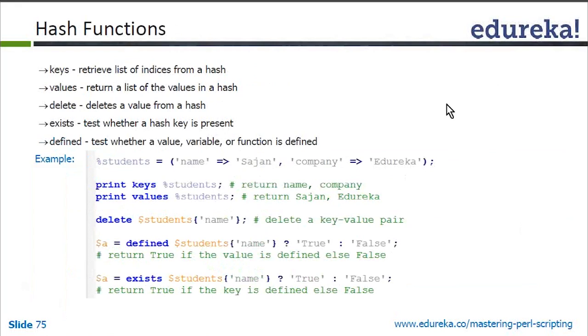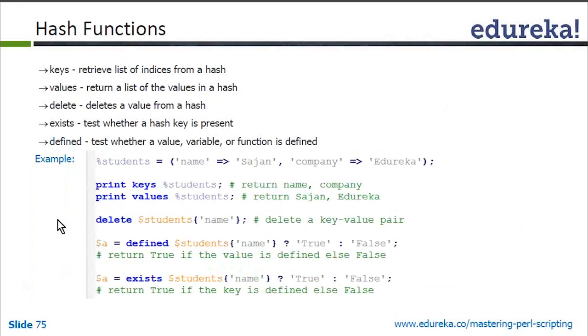Okay, hash functions. We have some functions which can be used on a hash, like keys, values, delete, exists, and defined. If we want to print keys, it will print the keys. Here you can see, if you print keys of students, it will print name, company, and all. And if you print values of students, it will print Sajan, Edureka.